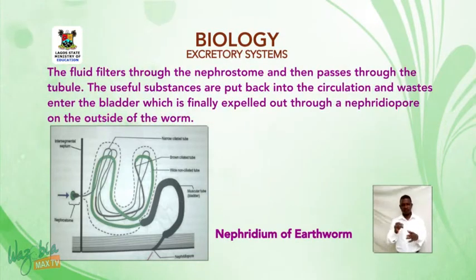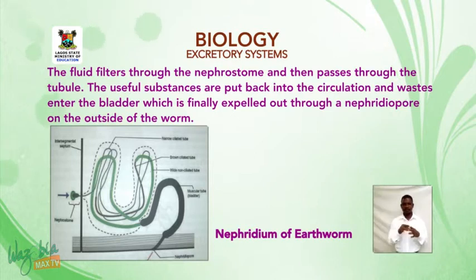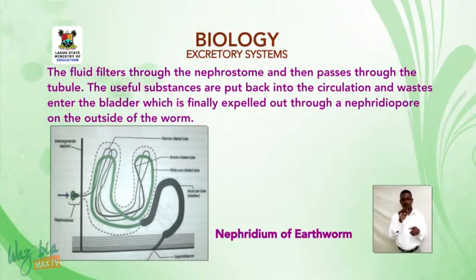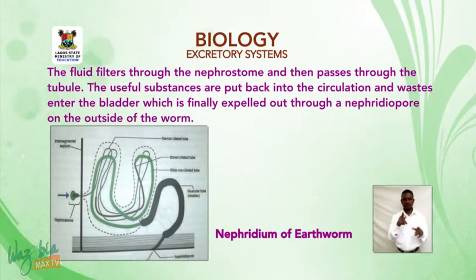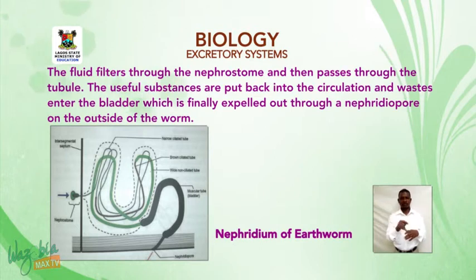The fluid filters through the nephrostome and then passes through the tubule. The useful substances are put back into the circulation and wastes enter the bladder, which is finally expelled out through a nephridiopore on the outside of the worm.